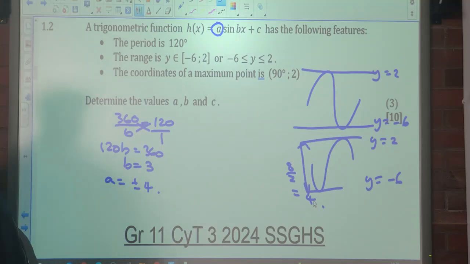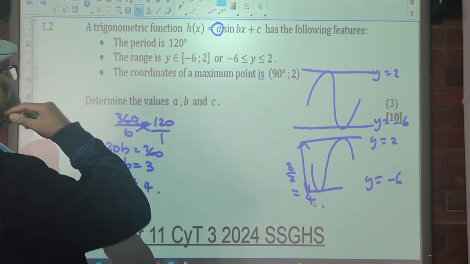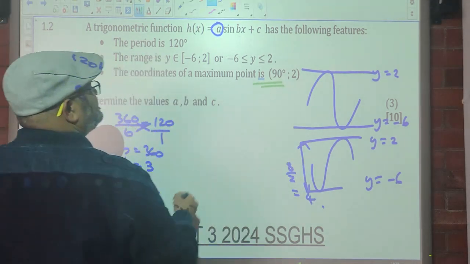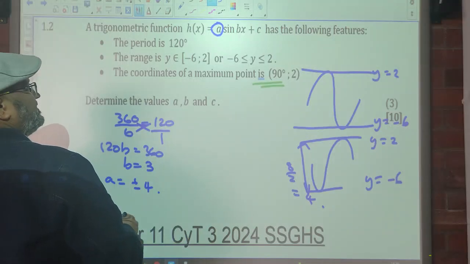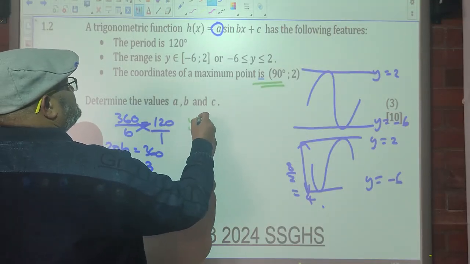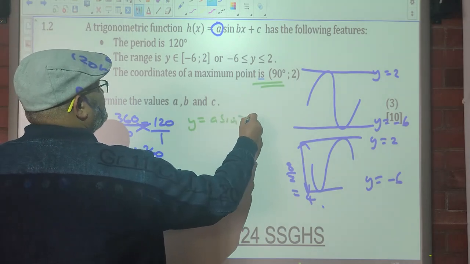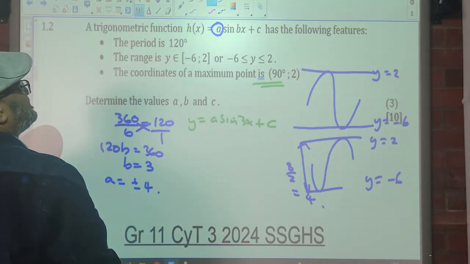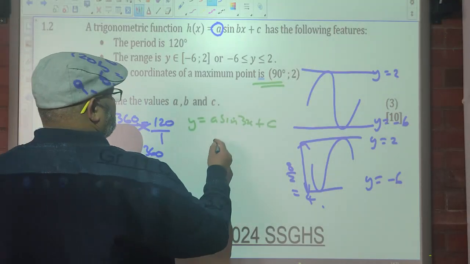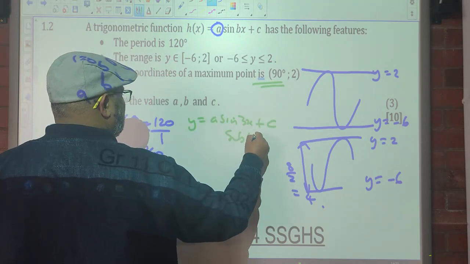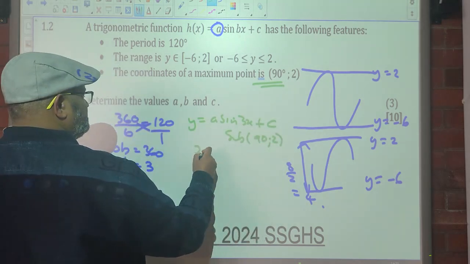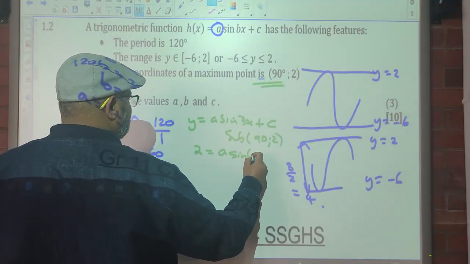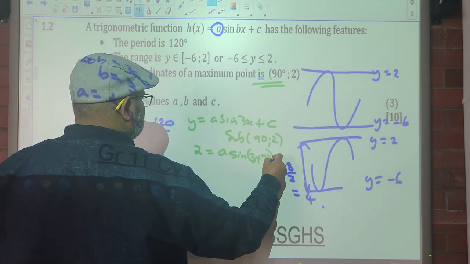Then you say the coordinates of the maximum point is. Okay, so we could have actually calculated the c value first. We have y is equal to a sine 3x. I'm just checking if I can do it without doing this first, which is c. So we'll substitute 90 and 2. So 2 is equal to a sine of 3 times 90 plus c.